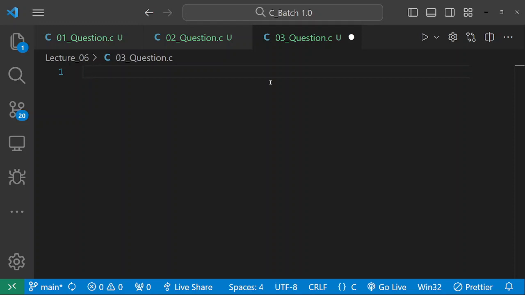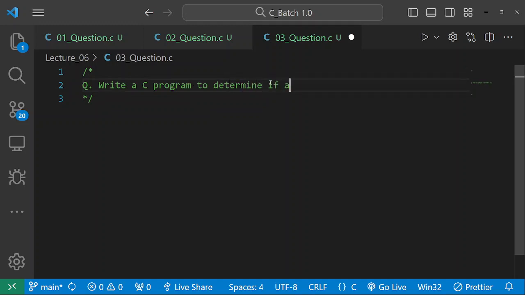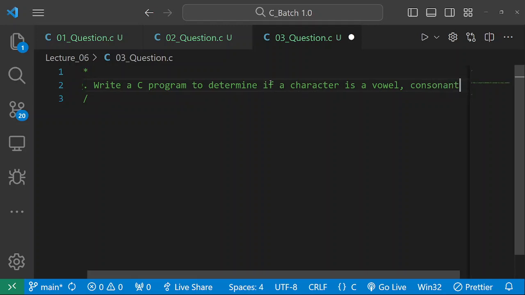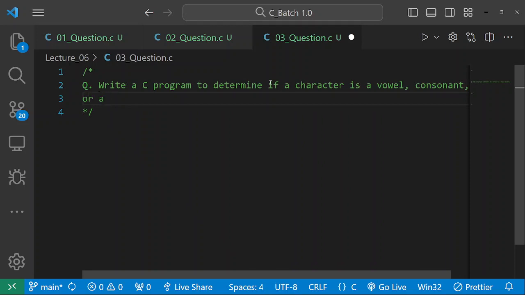Let me write the question for you now. Write a C program to determine if a character is a vowel, consonant, or neither, meaning not anything. Consonant, is the spelling correct? So yeah, this is the question.